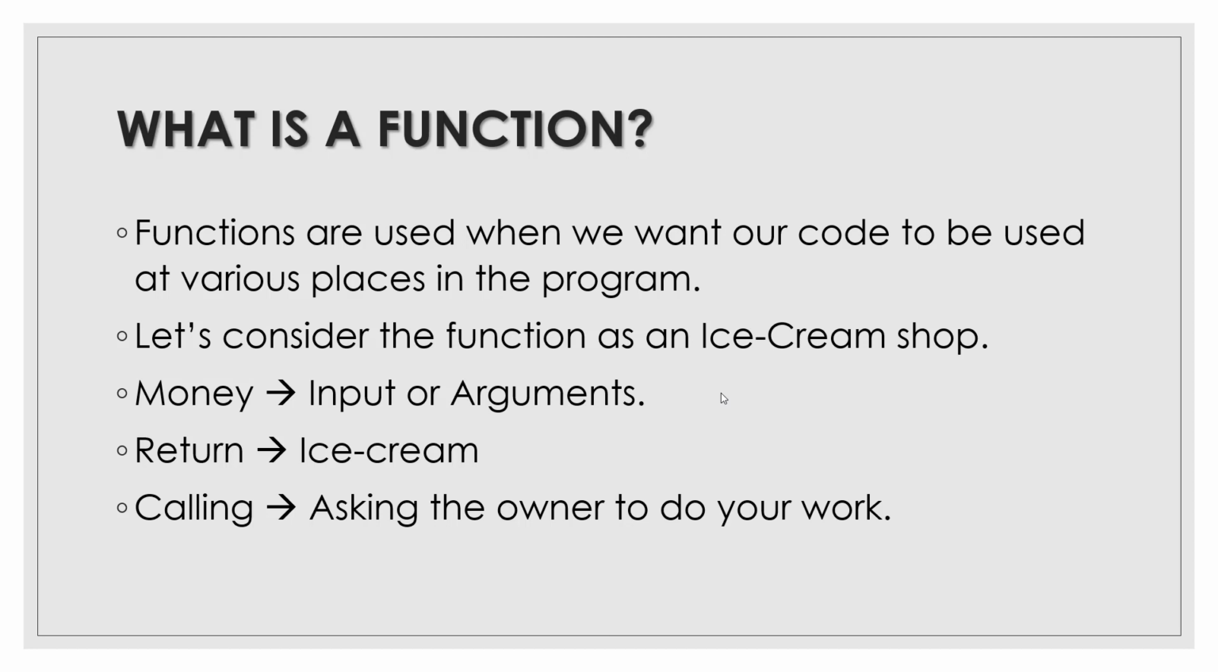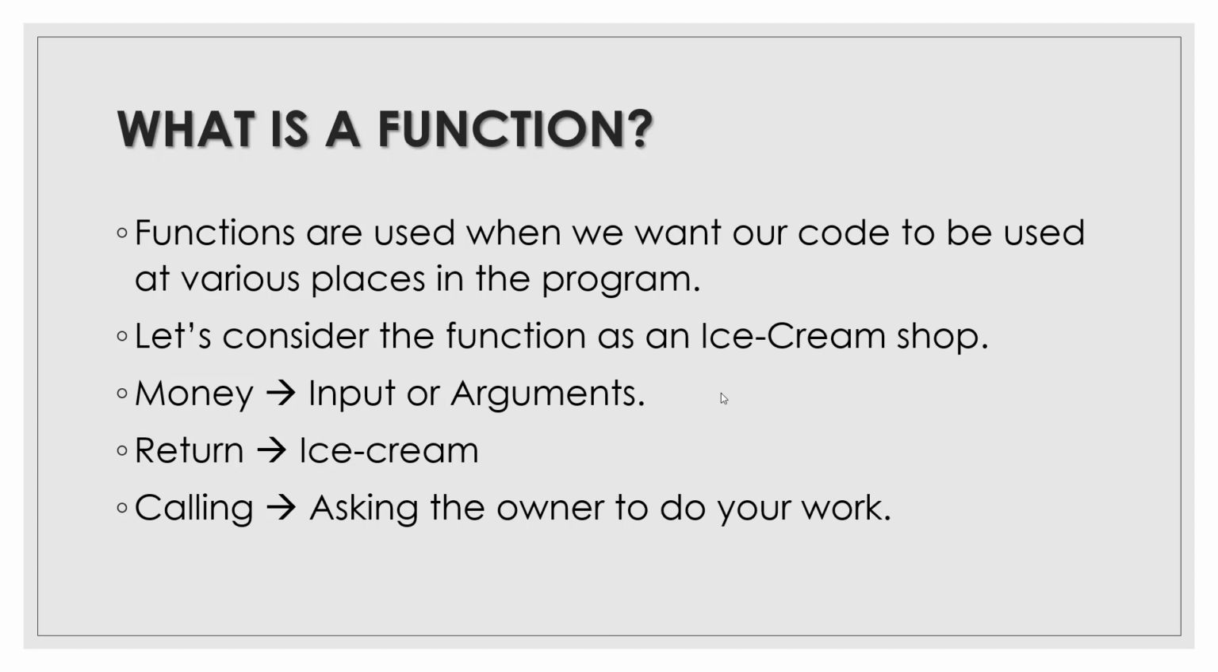So let me break all this down. The money acts as the input. Whatever we are getting is called the return. And when we call the owner to do something, it is known as calling a function. So our function has basically three simple parts: naming a function, then giving any arguments to our function, then our function does whatever piece of code is present in it, and then it returns it. And we have to call a function each time we want to use it.